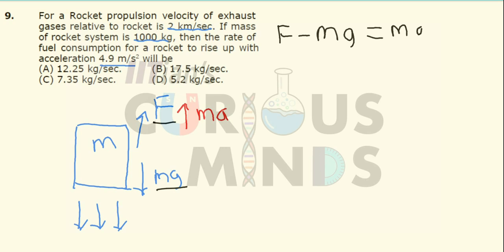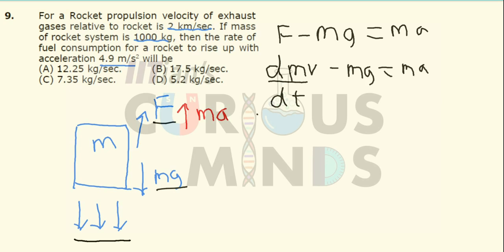Now what is the upward force? The upward force is due to the exhaust gases. When the exhaust gases apply the force in the downward direction, by Newton's third law of motion the same force is applied in the upward direction. So this can be written as v dm/dt minus mg is equal to ma, which gives v dm/dt is equal to m(a plus g).